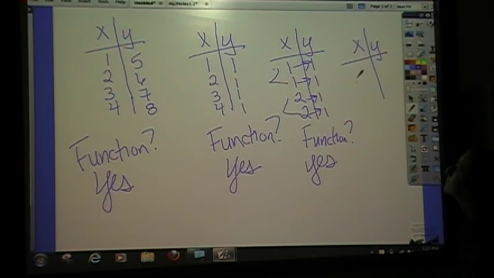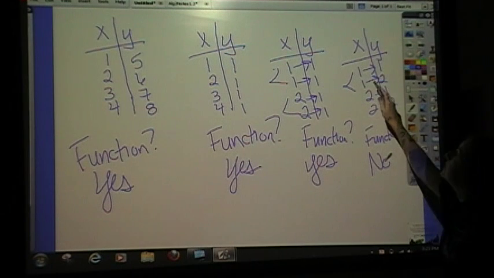Well, let's look at this again. 1, 1, 2, 2. 1, 2, 1, 2. This is not a function. I have repeats, so I check them. Oh, this one has a 1, but this one has a 2. They are not clones of each other. They don't match. Same thing here. You are only allowed to get 1 number out. So this is not a function because the x's repeat and they did not match up.